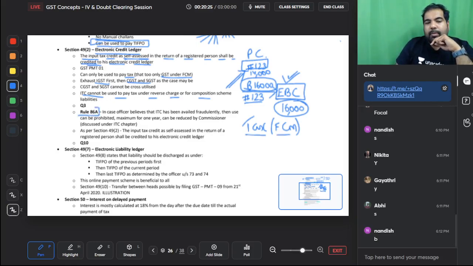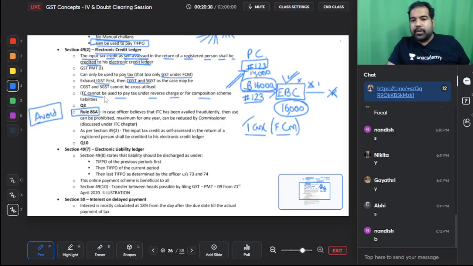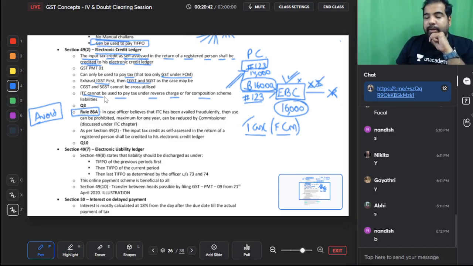As if you remember rule 86A, A is for avoid. If the officer feels you've taken some credit fraudulently because either you are not present, or the recipient is not there, or the supply is not there, or the invoice is not there, or any of these sort of things, then they can restrict your usage of that credit for a maximum period of 1 year.